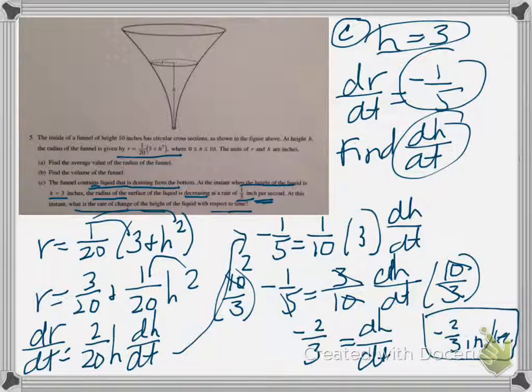Let me give you the point values. Okay, so if you found this, why is nothing happening? My pen stopped working. There we go. Okay, if you got this, that was worth 2 points, and then the final answer was worth 1 point, and that finishes that problem.